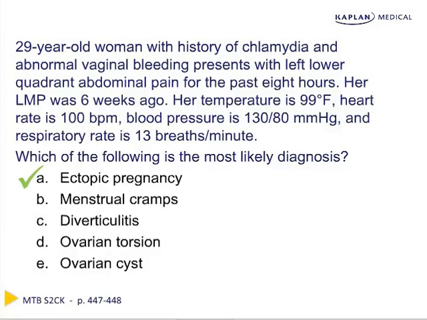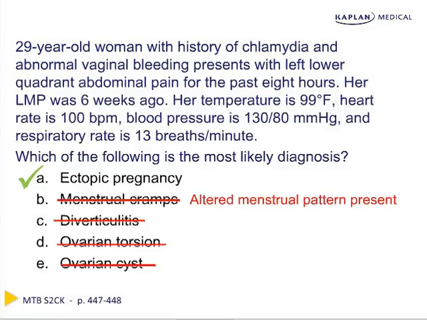The correct answer in this case will be ectopic pregnancy, and there's a number of clues given to us in the question stem, and we'll go over them in just a minute. Menstrual cramps are not typically associated with an altered menstrual pattern. Diverticulitis, ovarian torsion, and ovarian cysts are not associated with vaginal bleeding. And in fact, diverticulitis typically causes left lower quadrant abdominal pain and rectal bleeding, not vaginal bleeding.